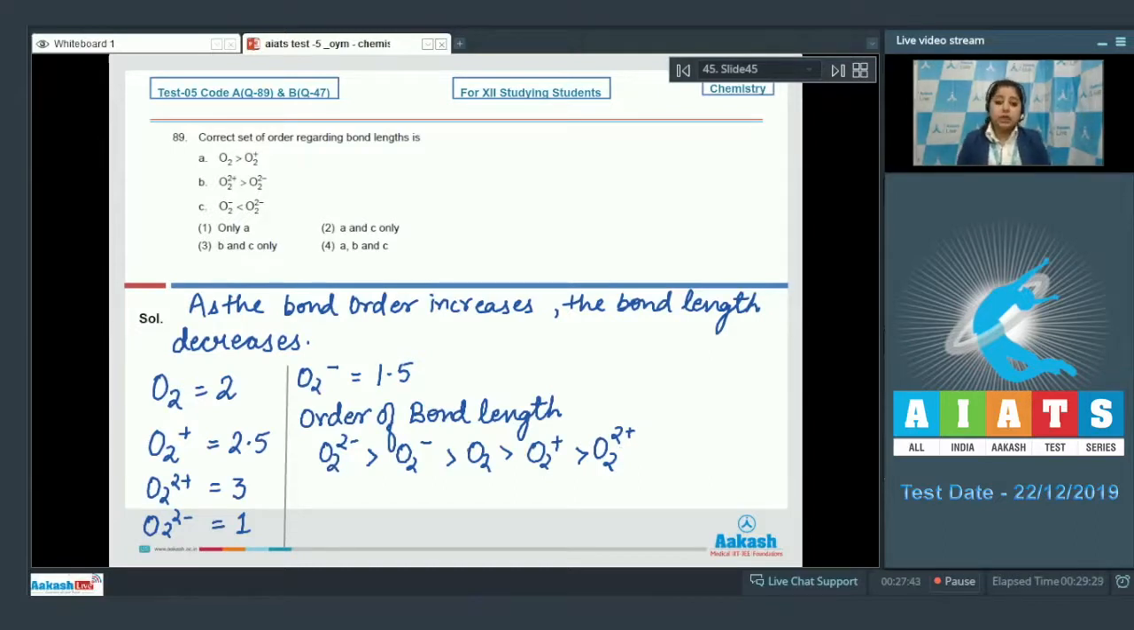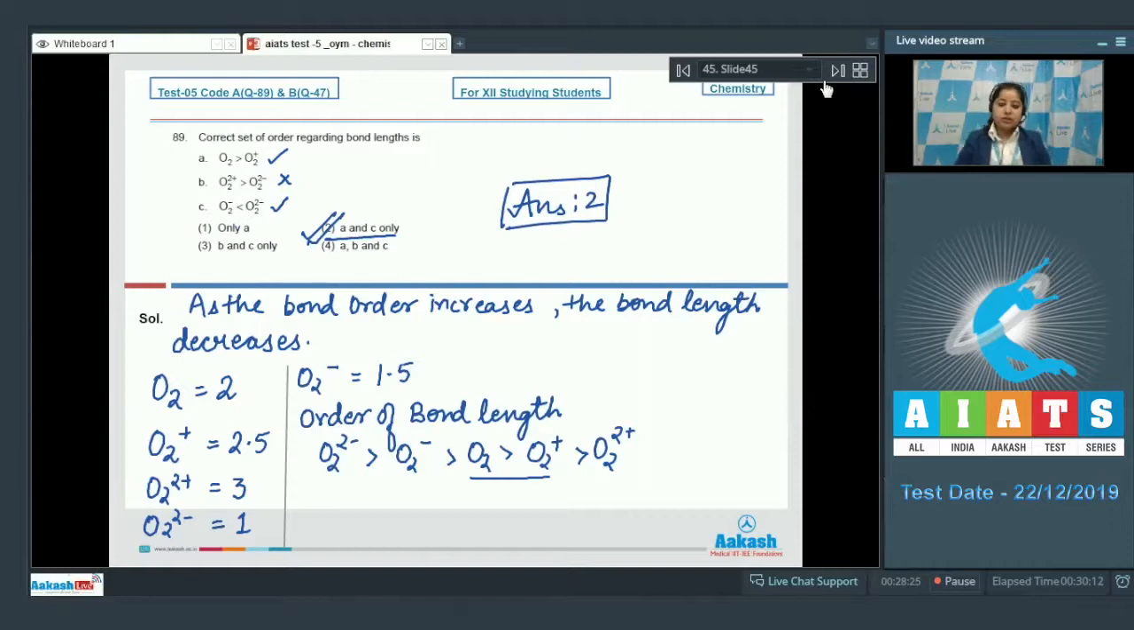So let's find out which is the correct order. O2 greater than O2 plus. This is the correct order. Then O2 2 plus greater than O2 2 minus. Students, it is very clear that O2 2 minus has the largest bond length. So this is an incorrect order. O2 minus less than O2 2 minus. Student, this is again a correct match as O2 2 minus has the largest bond length. So the correct answer for this question is A and C only. That means order in A and C are correct. So the correct answer is option number 2.